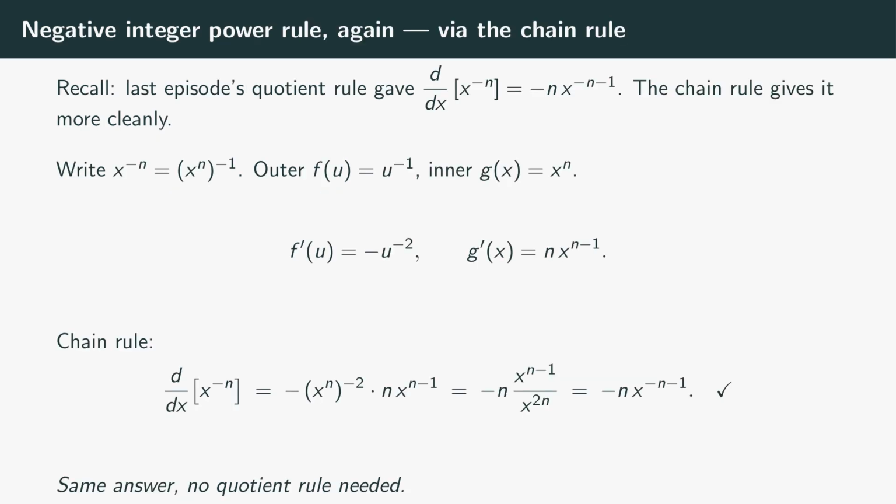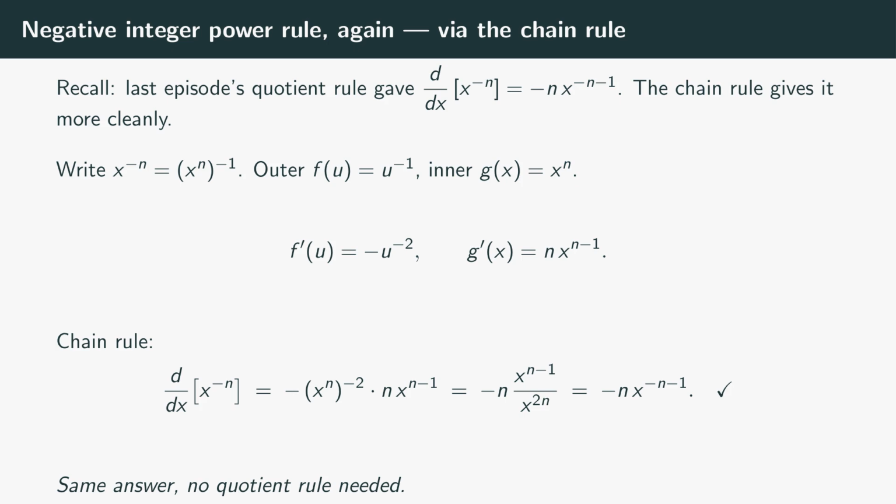A quick consistency check. Last episode, the quotient rule handed us the power rule for negative integer exponents. Let's get the same result from the chain rule instead. Write x to the minus n as the quantity x to the n raised to the minus 1. Outer function u to the minus 1. Inner function x to the n. Outer derivative minus u to the minus 2. Inner derivative n times x to the n minus 1.